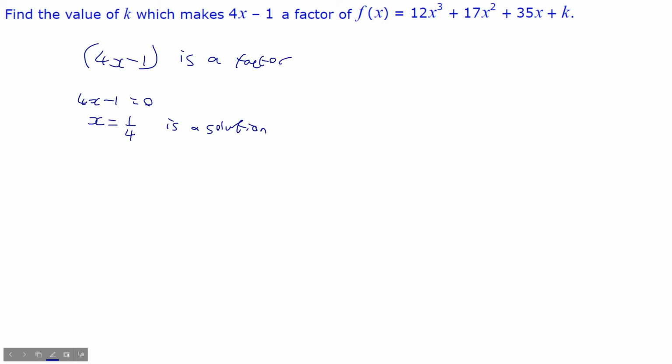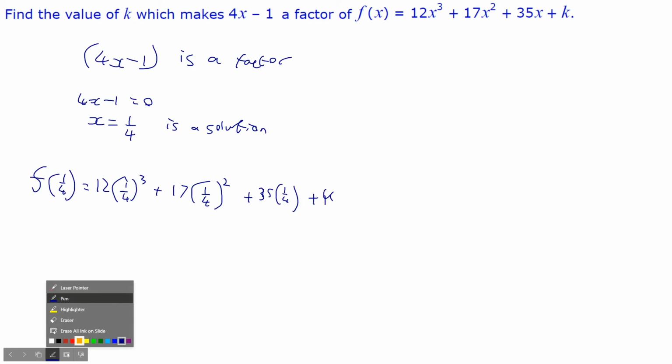So now let's work out what k is. f(1/4) is just going to be 12 times (1/4)^3 plus 17 times (1/4)^2 plus 35 times a quarter plus k, okay? And what does this all equal to? Because this is a solution, it equals 0.